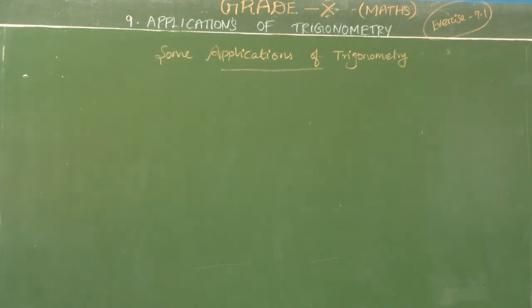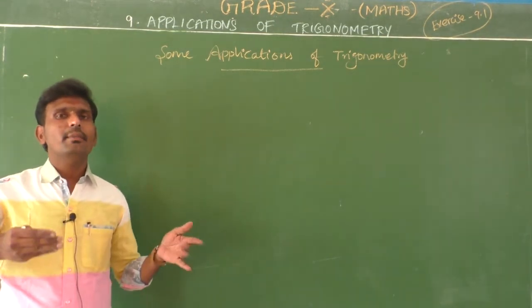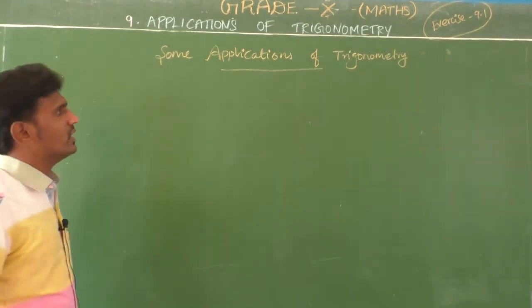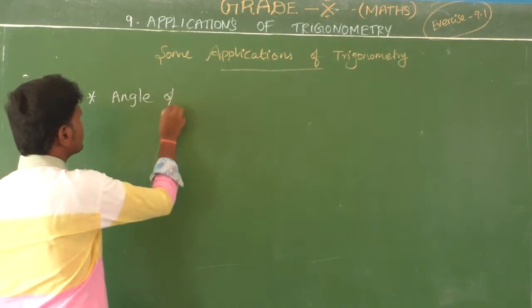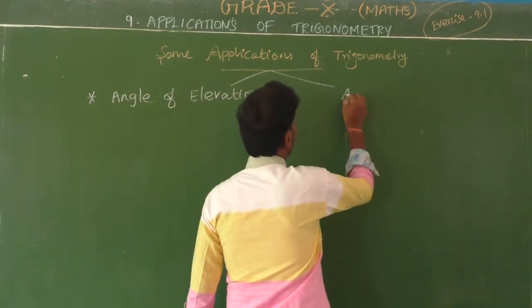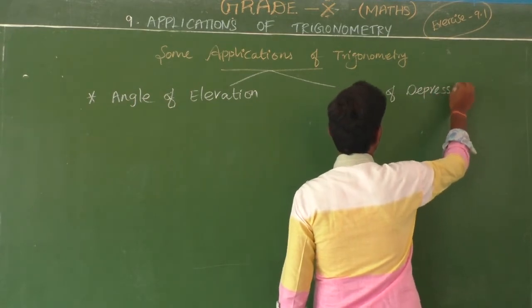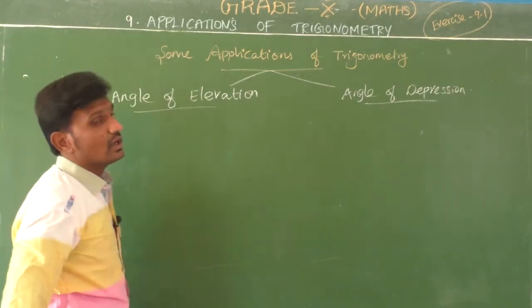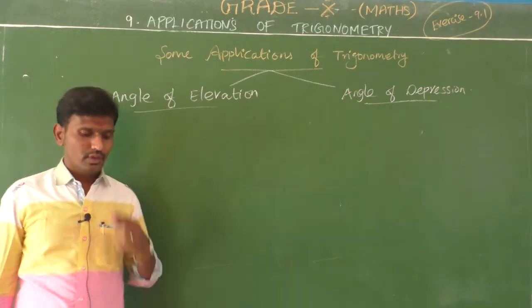Now this is a new chapter, some applications of trigonometry. Some applications of trigonometry means we want to apply the trigonometric ratios in normal life. How are we using that? It is very simple, student. We have two very important things. The first one is angle of elevation and the second one is angle of depression. These two things only we use in the whole chapter, and the chapter has only one exercise. That's it.